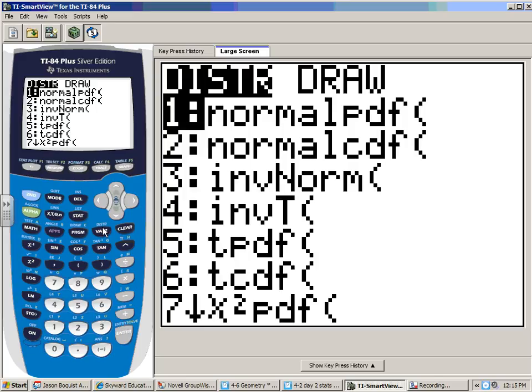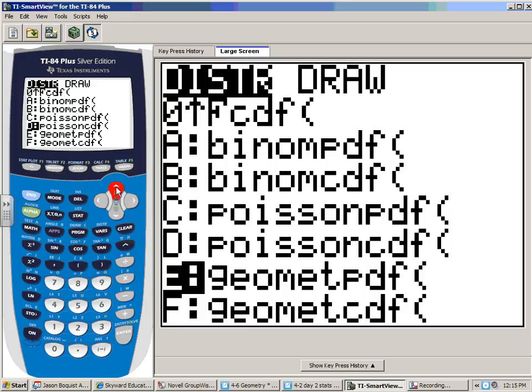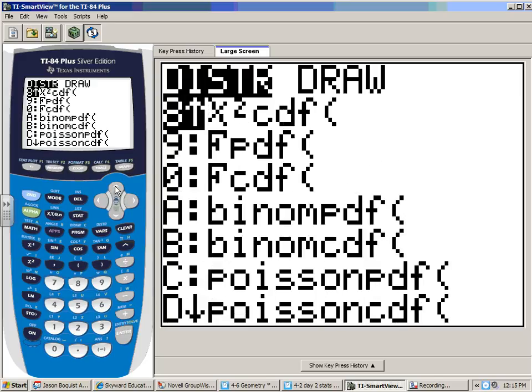So DSTR has distribution right above it, so that would have been probably the smart place to go. And there are a lot of them, as you notice. The one that you want, I went too far. So again, you hit second, and for me it's variables. There's distribution right above it. And here's binomial, right? You see that? Binomial, probability, distribution, function. Okay? That's what that stands for.